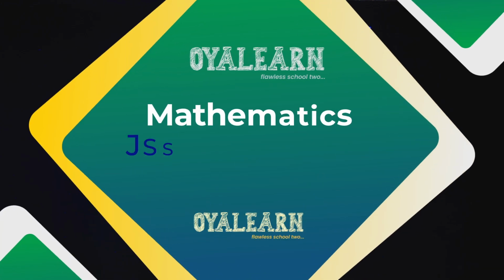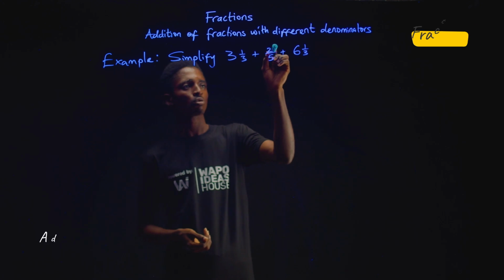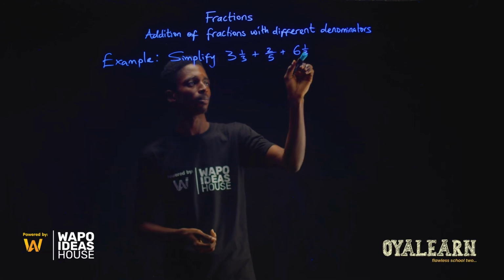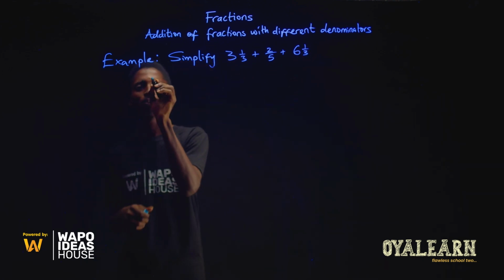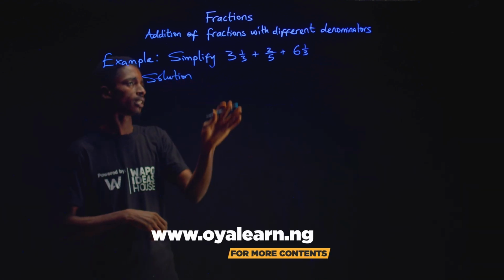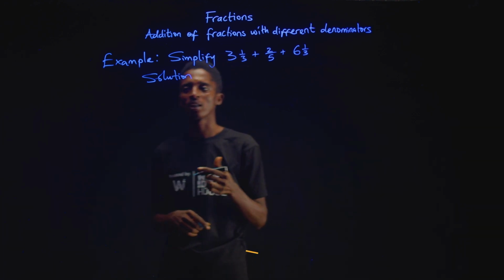Let us now simplify 3 whole number 1 over 3 plus 2 over 5 plus 6 whole number 1 over 3. Let's add this together. So, solution. First, we convert the mixed fractions into improper fractions.